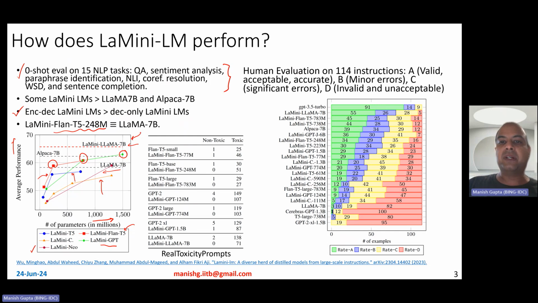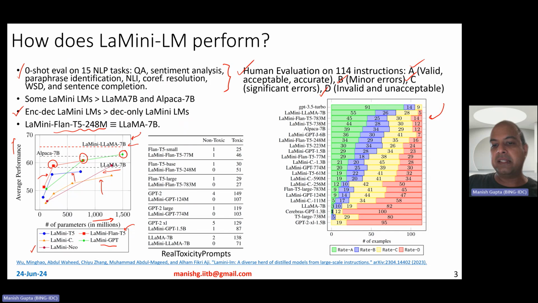Right? So they also did human evaluation on 114 instructions, and they asked humans to rate whether the responses which are generated are of type A, B, C, or D. A meaning valid, acceptable, and accurate responses, B meaning minor errors in the responses, C means significant errors in the responses, and D means invalid and unacceptable responses. And here are the results.